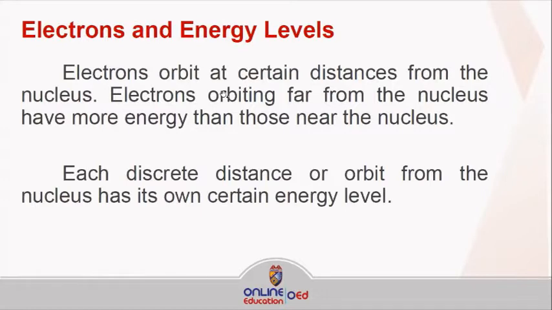How about the electrons and energy levels? As you can see, we have the electrons orbit at a certain distance from the nucleus. The electrons orbiting far from the nucleus have more energy than those near the nucleus. For example, we have a discrete distance or orbit from the nucleus that has its own certain energy level. Okay, later we'll have a figure about this orbit and the shells.